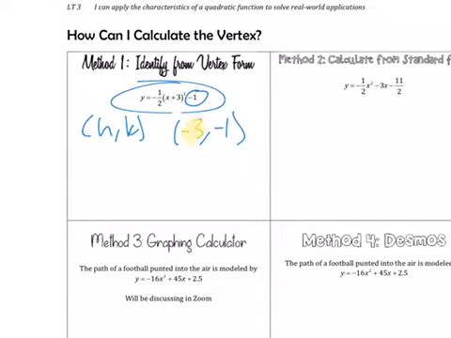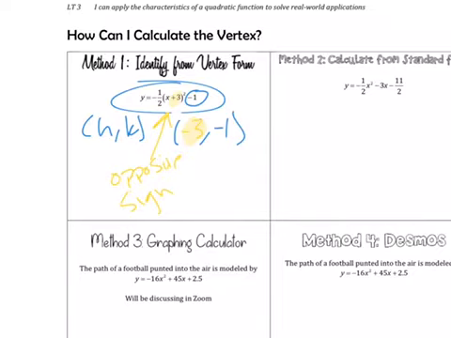This one right here, remember, it's going to be the opposite sign. All right, so just some review. Most of you guys probably already know that, but just wanted to reiterate that for you.